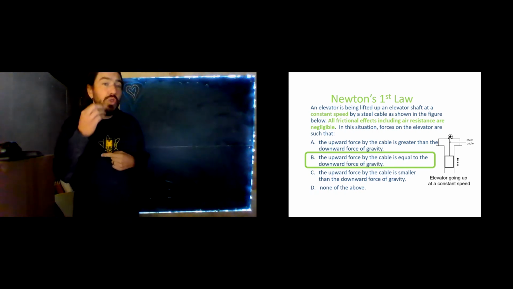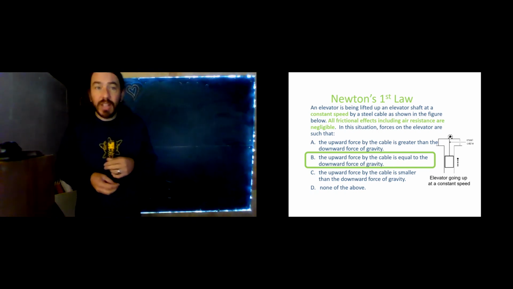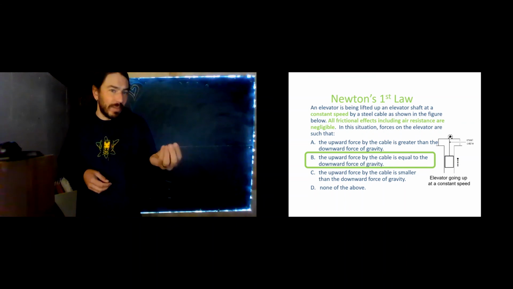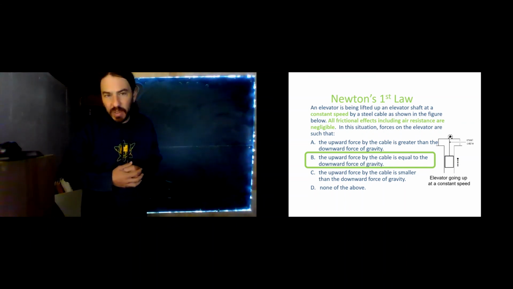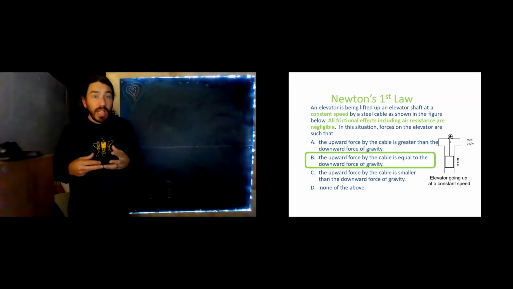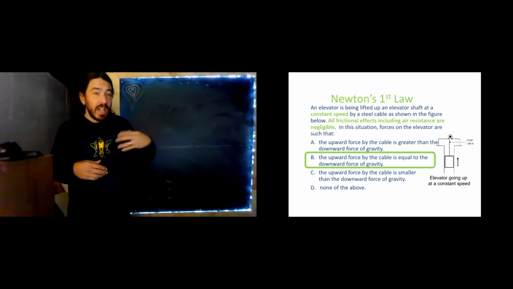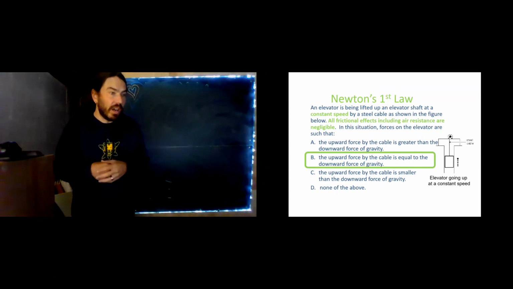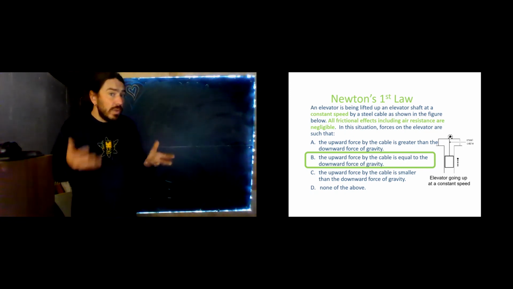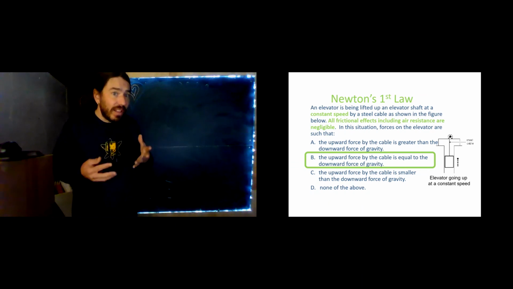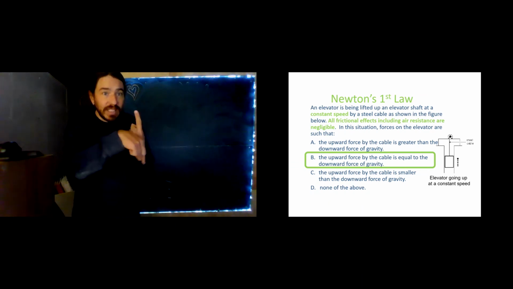Now, assuming that the elevator was at rest not that long ago, then we did have to have some net force to change its motion, right? So forces change something's motion. They're not required to sustain something's motion. So at some point in the very recent past, the force of the cable was greater than the gravity in order to get this elevator moving. But once it was moving at a constant speed in a straight line, the force from the cable is exactly equal to the force from gravity.